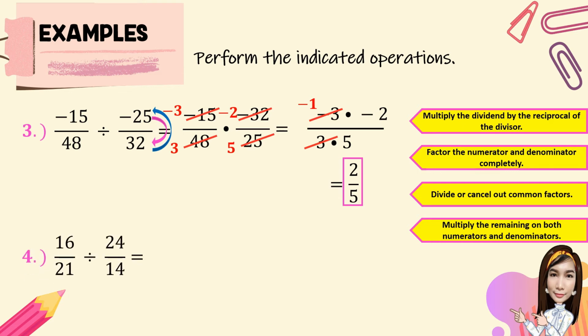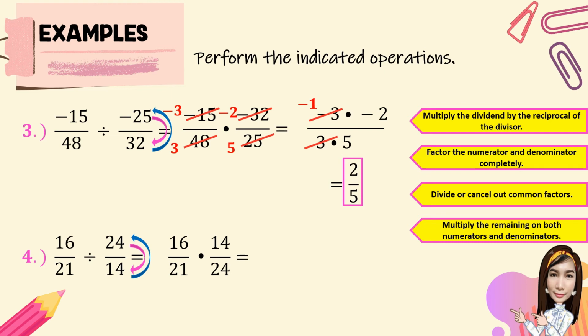For number 4, we have 16 over 21 divided by 24 over 14. First, we're going to multiply the dividend by the reciprocal of the divisor. So we're going to write the dividend 16 over 21. Then change division to multiplication. Then get the reciprocal of the divisor 24 over 14, and that is 14 over 24. Then factor the numerator and denominator so that we can divide or cancel out common factors.